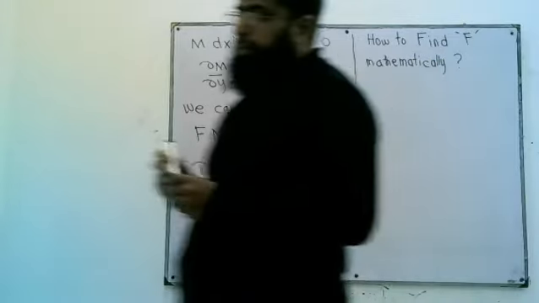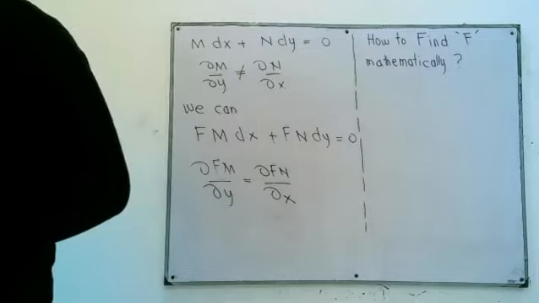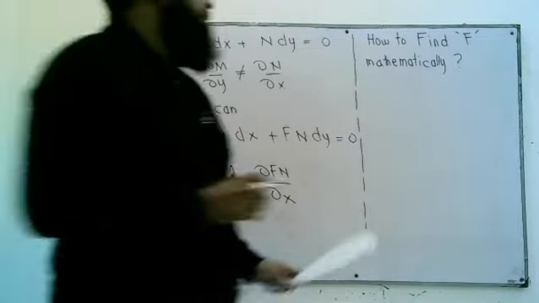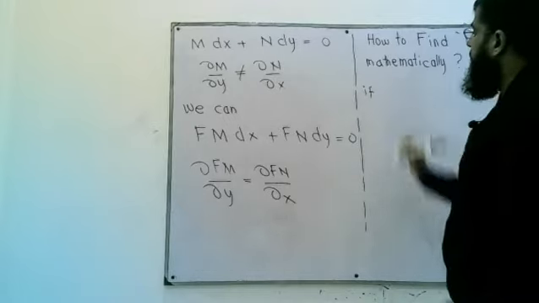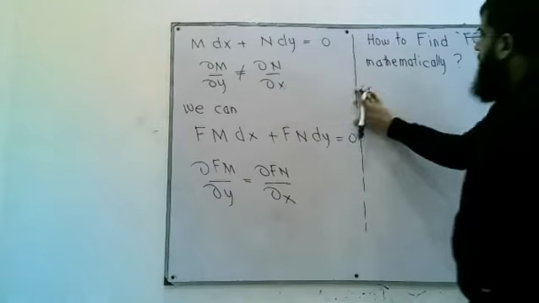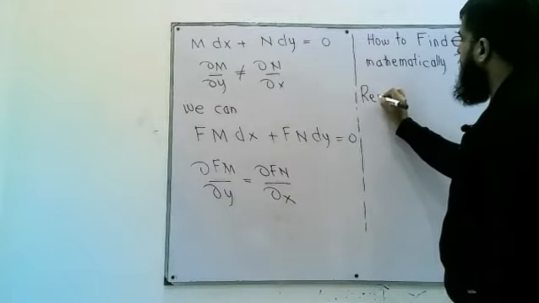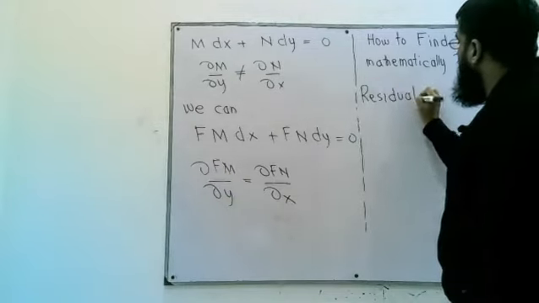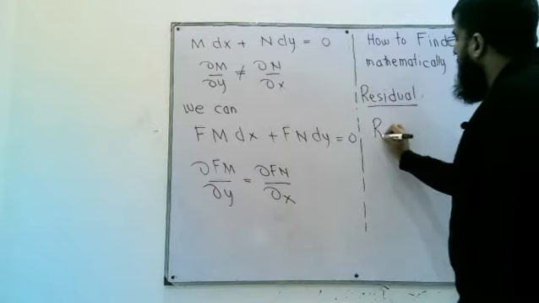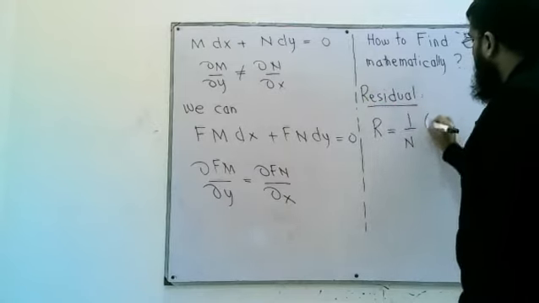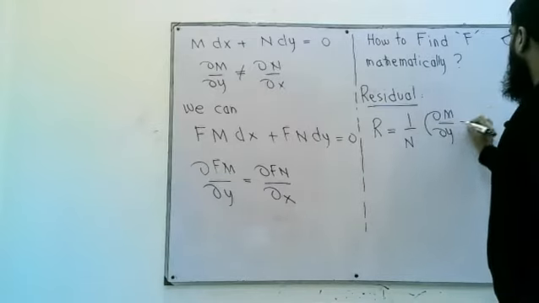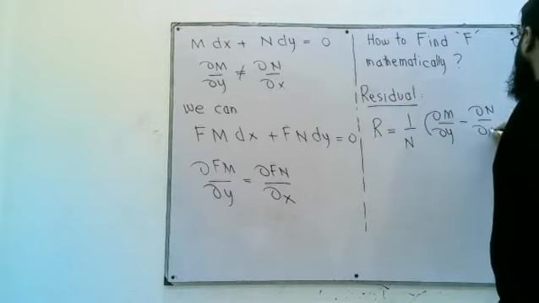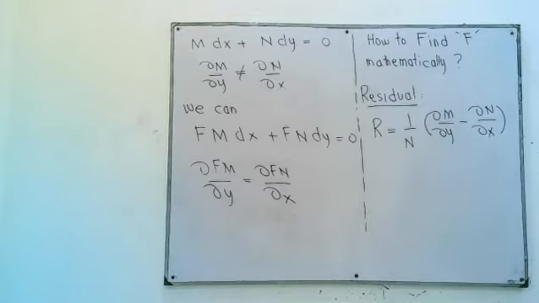How to find the integrating factor f of x mathematically. So we have to apply some check. We have to first compute the residual, that is r, which is 1 over n times partial m over partial y minus partial n over partial x. So we first compute this r, the residual, and of course this whole thing can be proved and it is given in the book.